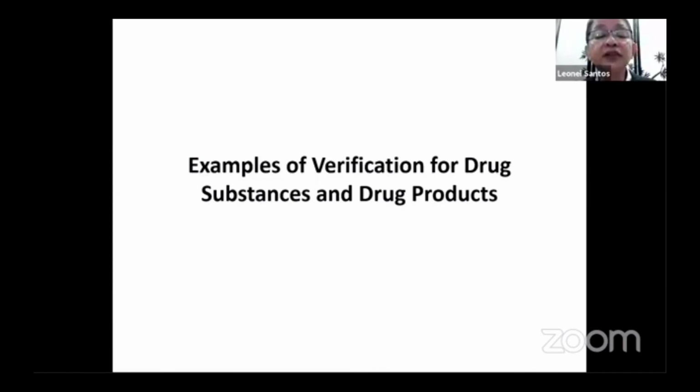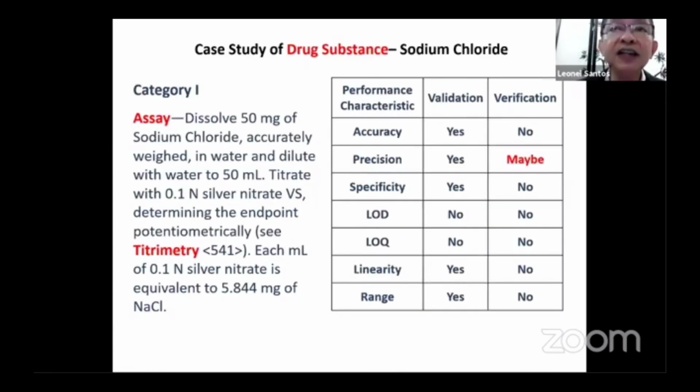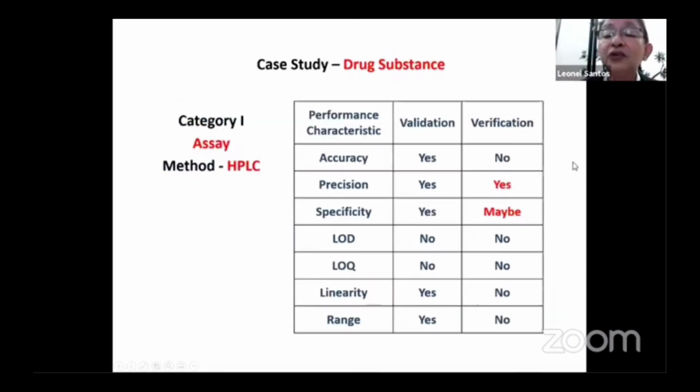Example of a verification of drug substance and drug products. And I will go through this one because this is something easier to see rather than the summarized two tables that I've shown you. For example, if you are doing a verification of a drug substance, such as sodium chloride, your method is titrimetry. So precision may be needed. So that would be something that you only need to do.